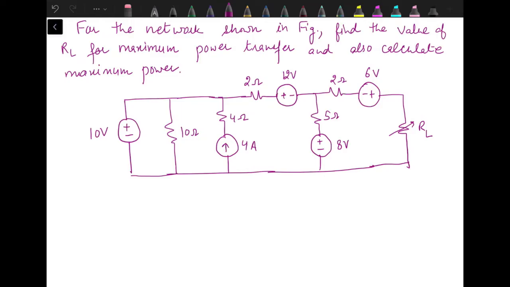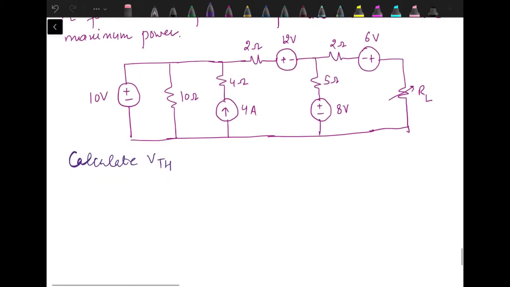Now this circuit has 5 different sources, so it's a bit complicated circuit. We need to replace it by its Thevenin equivalent. For that we need to calculate VTH and RTH. So our first step is to calculate VTH.